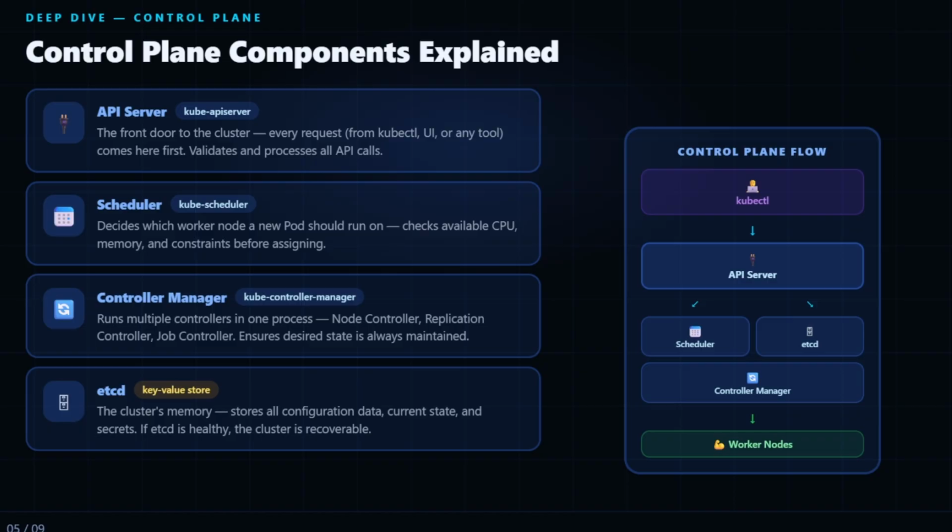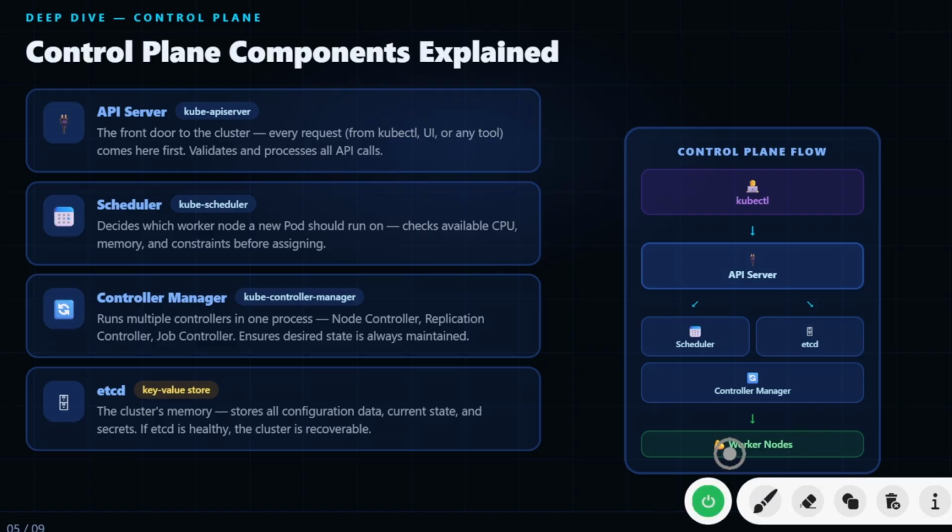Okay. Now let us see the control plane components. So here, the first component was the API server. API server is like a front door to your cluster, where each and every request from kubectl, or from the UI, or any tool you are using, comes first to the API server, and the API server is going to validate and process all the API calls.